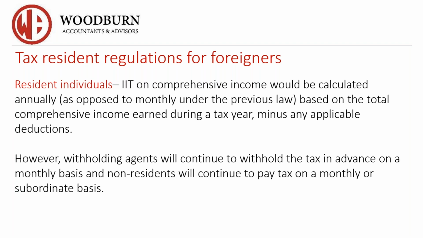In addition, for resident individuals, the individual income tax on comprehensive income will be calculated annually based on the total comprehensive income earned during the tax year, minus any of the applicable deductions that are provided by the company. And if the comprehensive income has tax withholding agents, the tax would be withheld monthly by the agent.